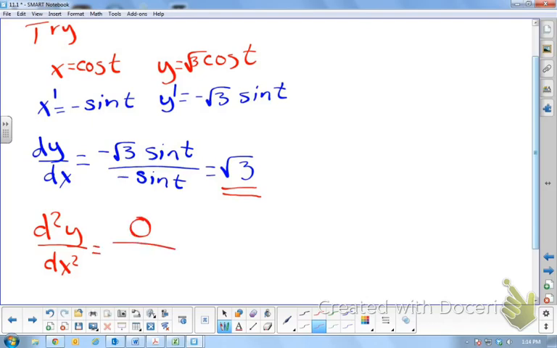So the second derivative is over the negative sine t again. So the negative sine t was used twice. In this case, it doesn't matter because what's 0 divided by negative sine t? 0. So the second derivative is just 0.